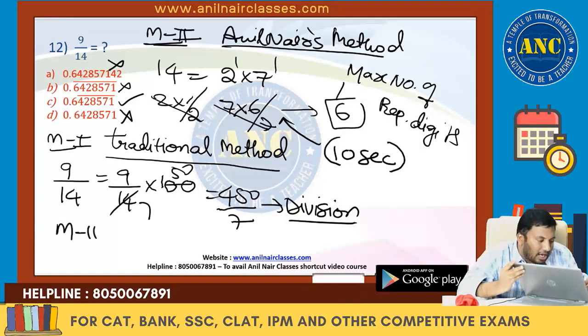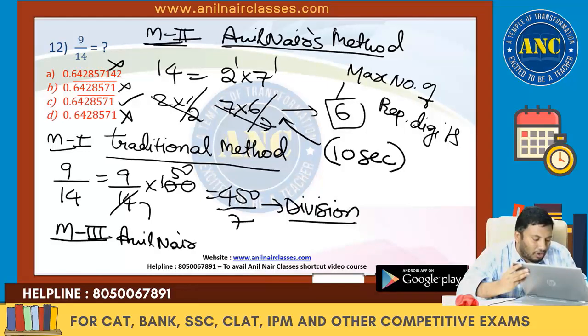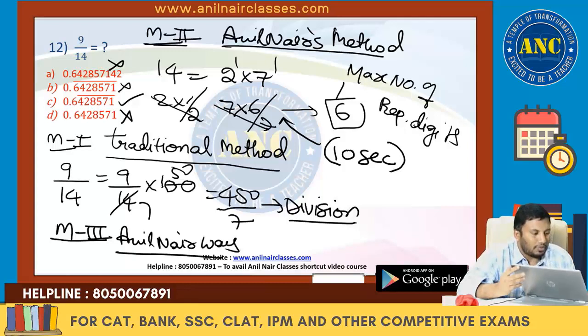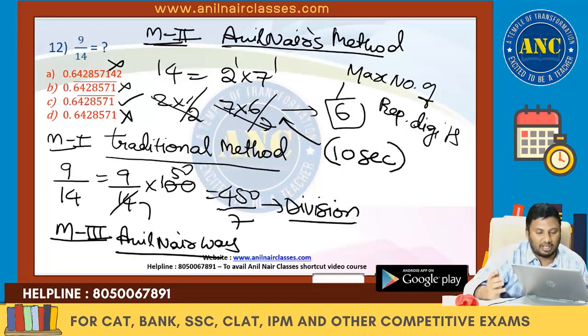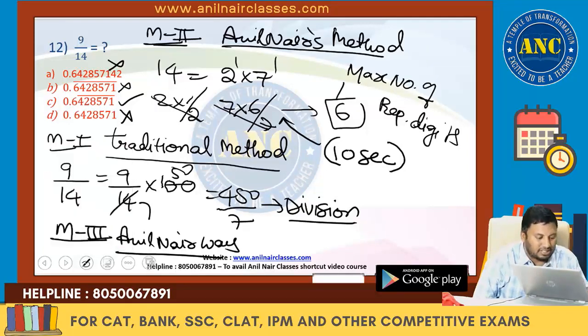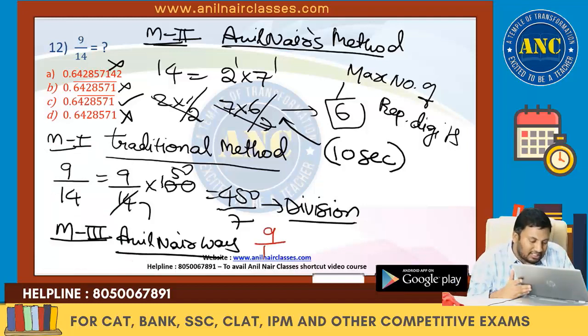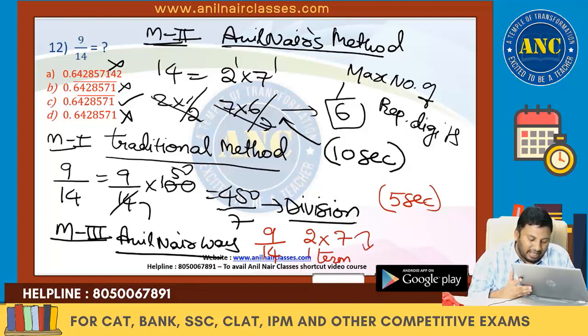Method 3, ANIL NAIR's way of logic. Method 1 is generic division. Method 2 is what we discussed right now: 14 is 2 into 7, 2 into 1 by 2, 7 into 6 by 7, it is 1 and 6. Maximum number of repeating digits will be 6. 9 by 14, see here, sir. 5 seconds approach: 14 is 2 into 7. 2 is terminating, 7 is recurring.